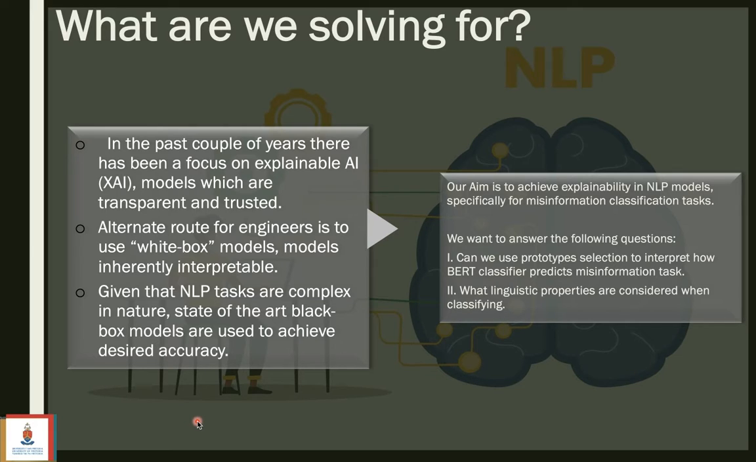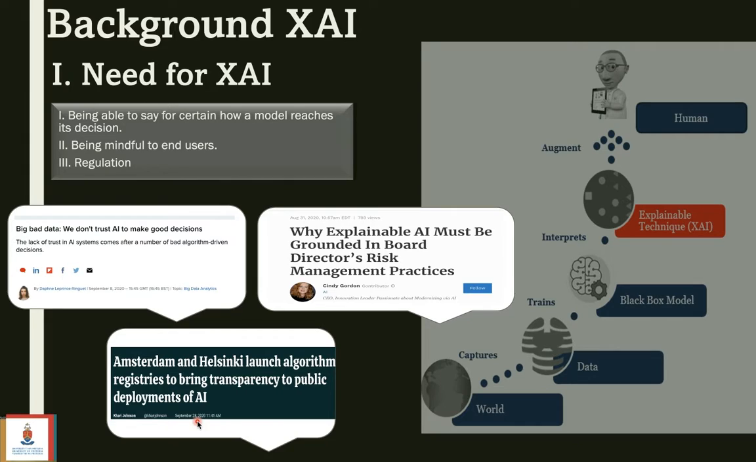The aim is to achieve interpretability in our natural language processing model, specifically for misinformation classification tasks. We aim to answer two questions. Can we use prototype selection to interpret how a BERT classifier predicts misinformation tasks? And secondly, what linguistic properties are considered when classifying?